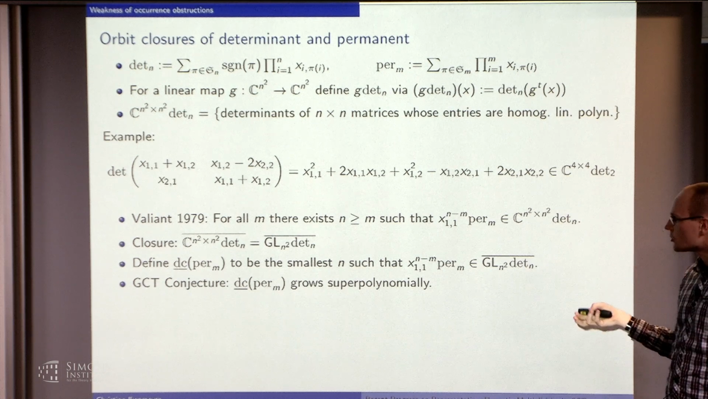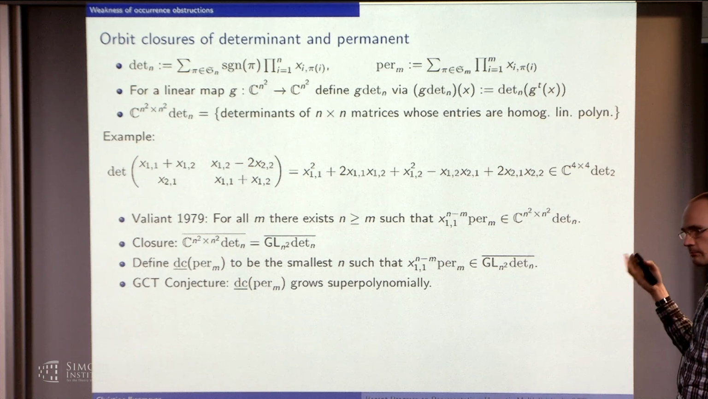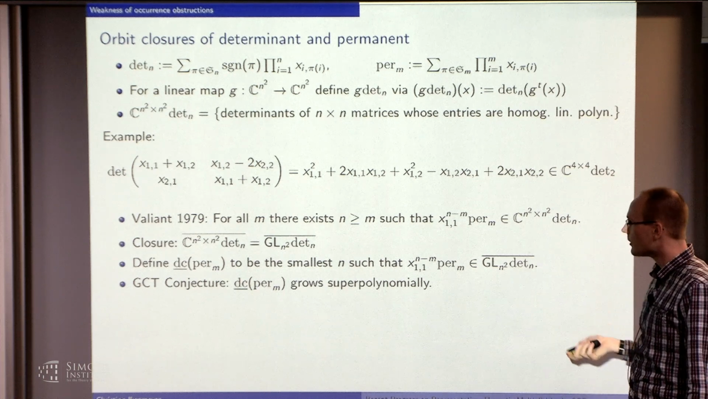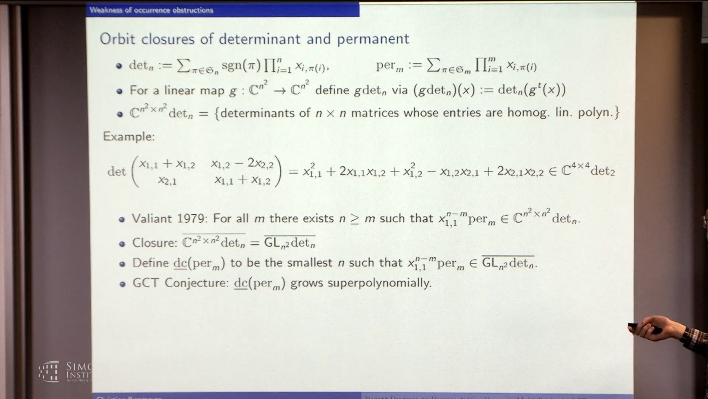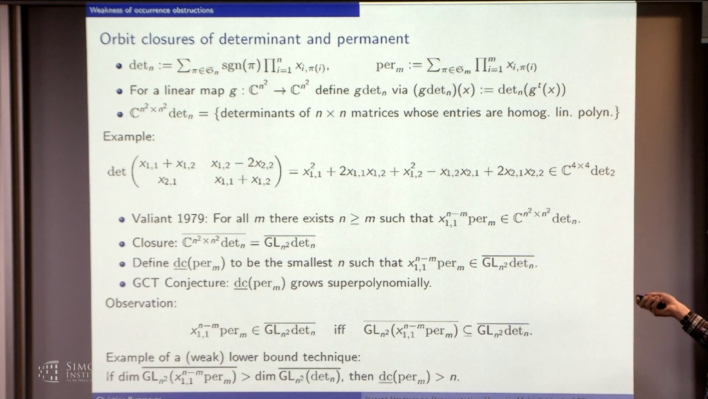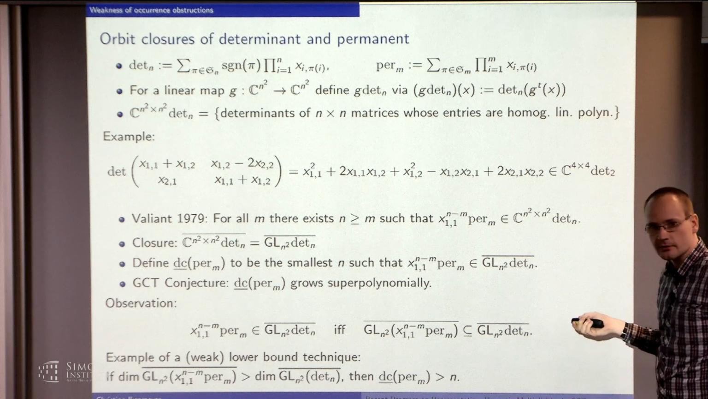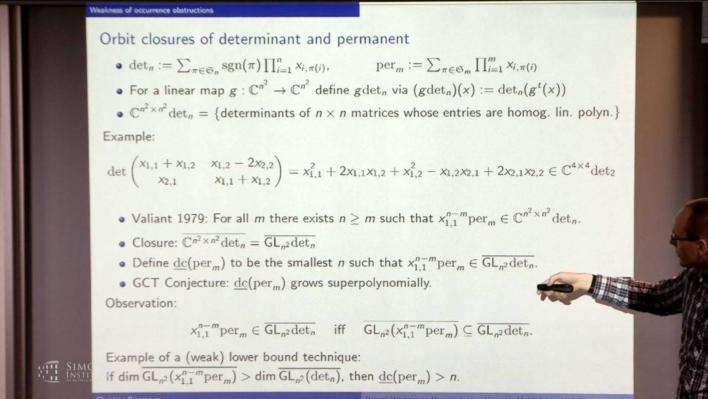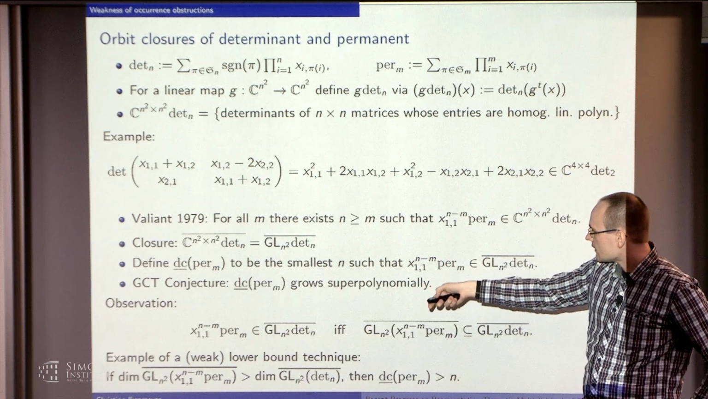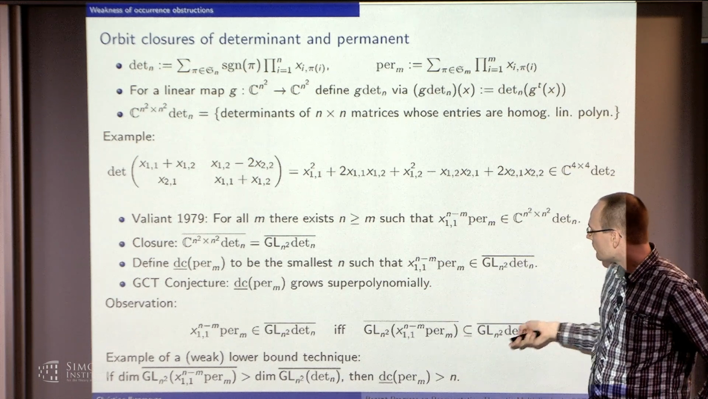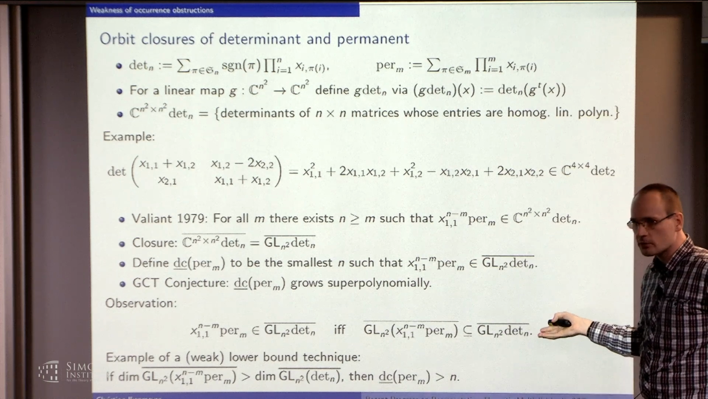Now this GCT conjecture that we've heard about several times is about this notion, the border determinantal complexity. One way of defining it: it grows superpolynomially. The key observation, which Greta was also pointing out, and which makes this whole thing work, is that your point lies in this orbit closure if and only if the whole orbit closure is contained in the determinant orbit closure.